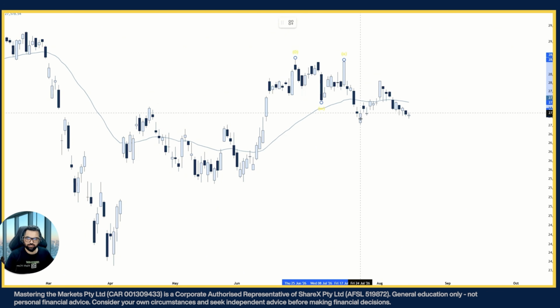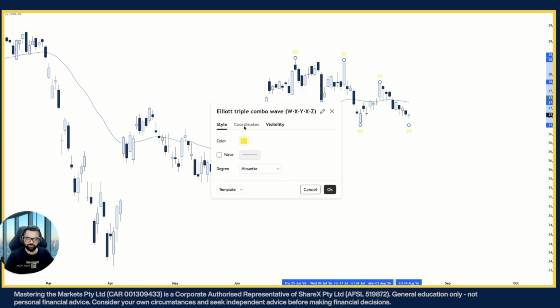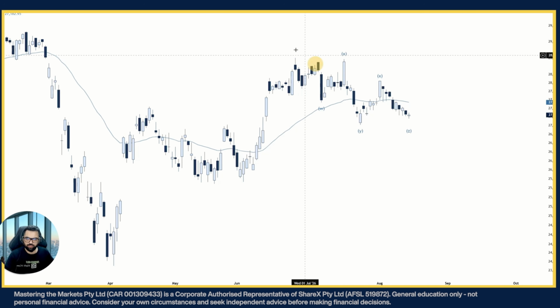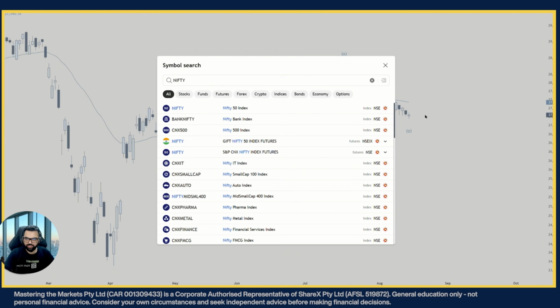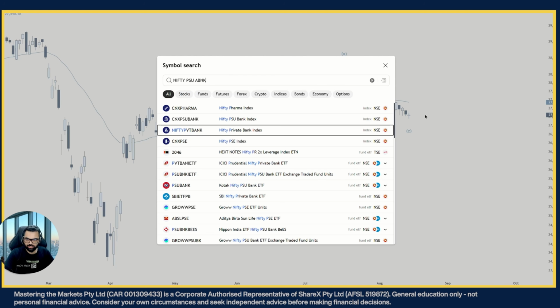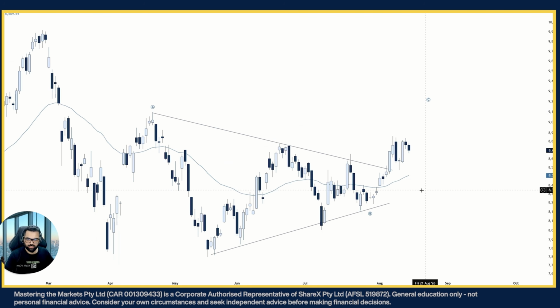I'll change the color so you can see. So here I can clearly see corrective rallies being followed and the correction not being complete so far, and it's also clearly trading below the moving average. But what's causing the divergence on the Bank Nifty index is the PSU banks, that is the public sector bank index, which is actually now trying to make higher highs in last few days.